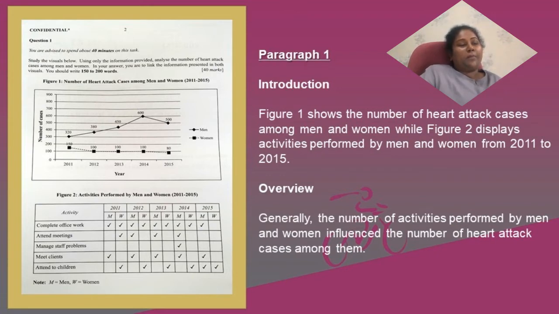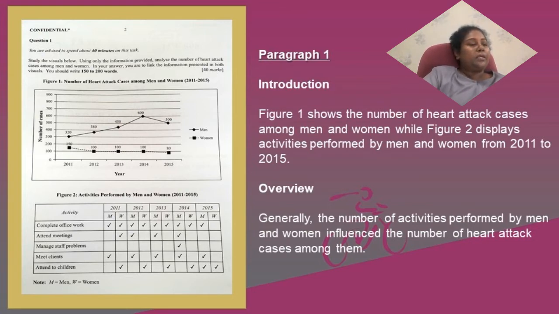Figure 1 shows the number of heart attack cases among men and women, while figure 2 displays activities performed by men and women from 2011 to 2015. And in the same paragraph, the second part is the overview. We will start this part, the overview, in the same paragraph with the word generally. The word generally indicates that we are going to give the overview.